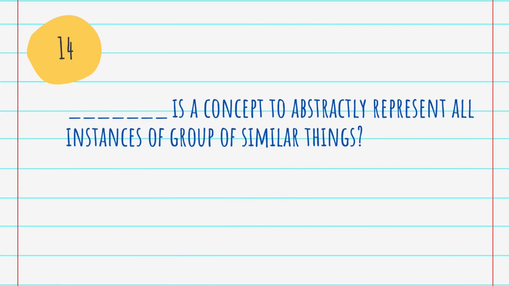Then question number 14. Dash is a concept to abstractly represent all instances of a group of similar things. And the answer is entity. An entity is a concept to abstractly represent all instances of a group of similar things.